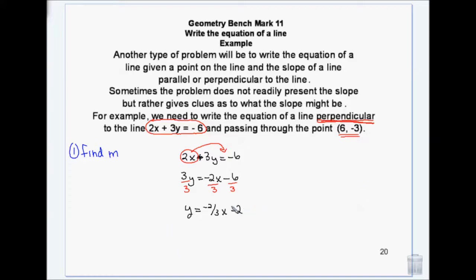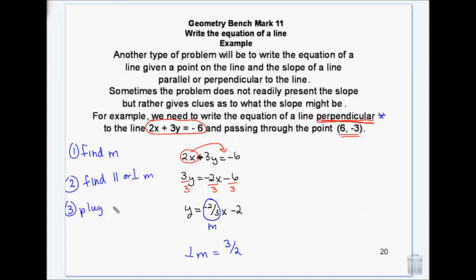Okay, here's my slope. That's m, but I want perpendicular m. So perpendicular m is going to be the opposite and upside down. So if the line they gave me, the slope was negative 2/3, the perpendicular line is going to have a slope of 3/2. Okay, so step 2 would be to find parallel or perpendicular m. Well, in this case, we needed to find perpendicular.